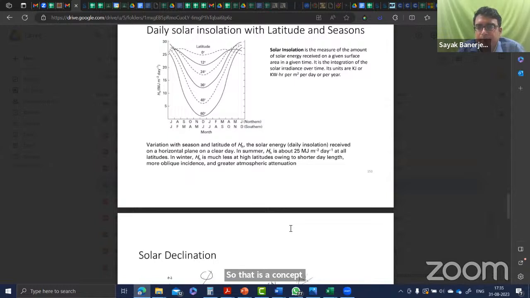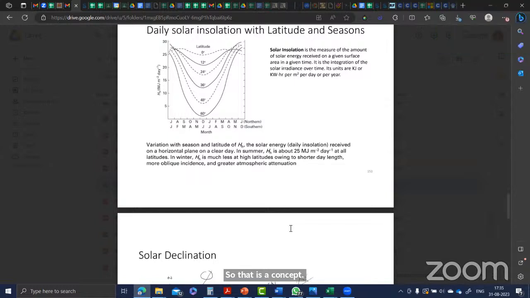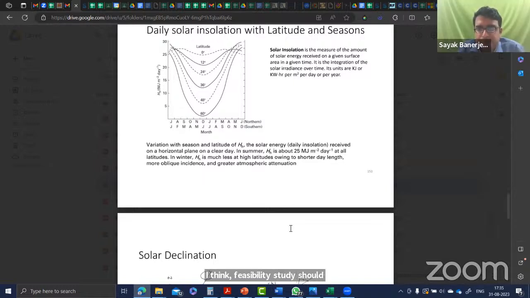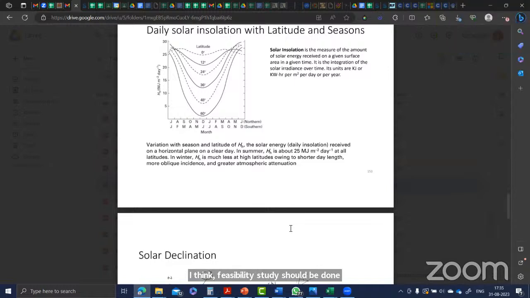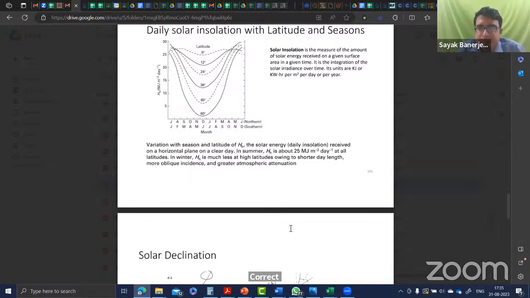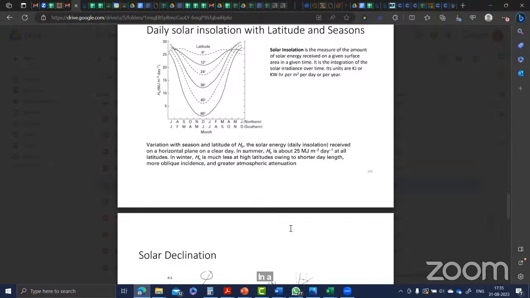A feasibility study should be done to identify the potential site. Correct. In Europe, at high latitudes, we may get many places suitable for wind. In equatorial and subtropical regions, we may get few places, but they may have better performance than the European ones.